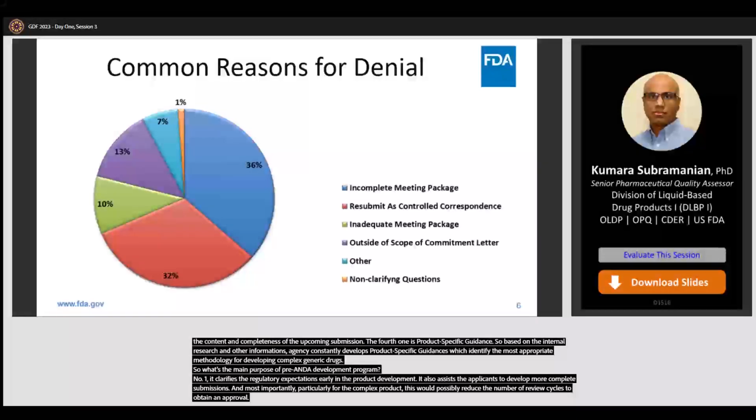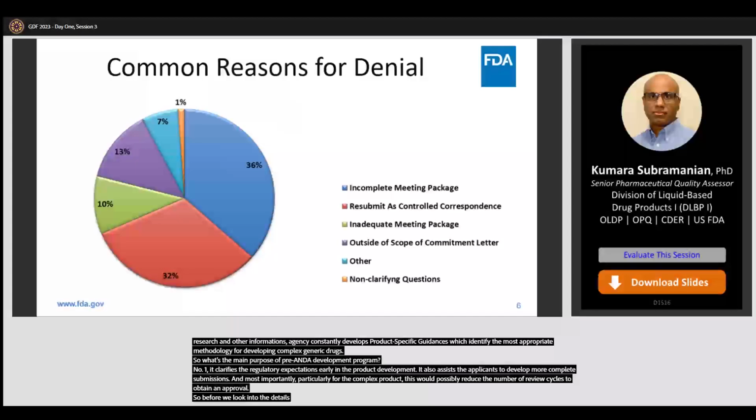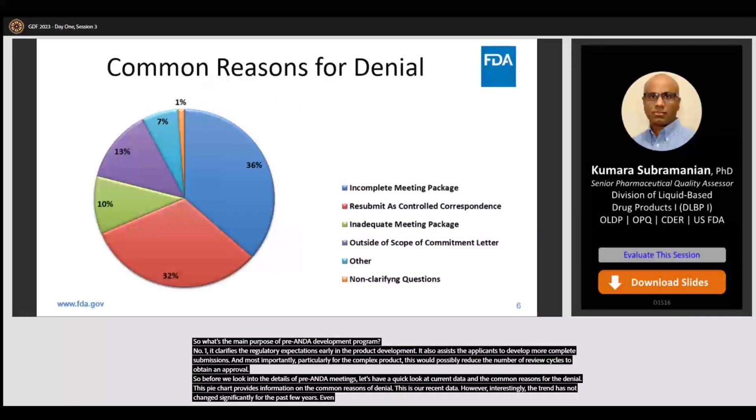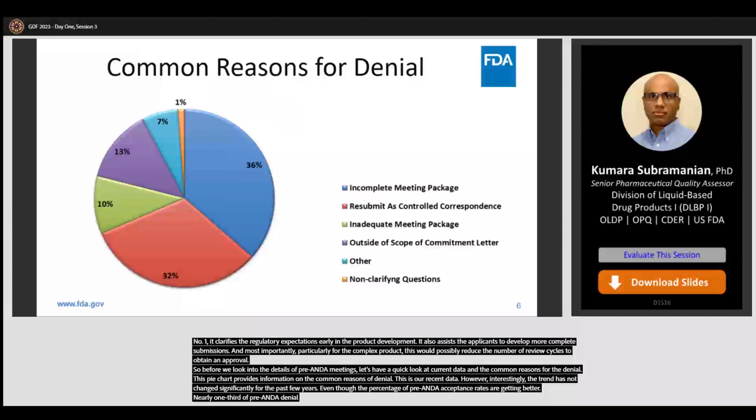Before we look into the details of pre-ANDA meetings, let's have a quick look at current data on the common reasons for denial. These pie charts provide information on the common reasons for denial. This is our recent data. However, interestingly, the trend has not changed significantly for the past few years, even though the pre-ANDA acceptance rates are getting better. Nearly one-third of pre-ANDA denials are due to incomplete meeting packages, and one-third are denied because the questions are more suited for a control correspondence.